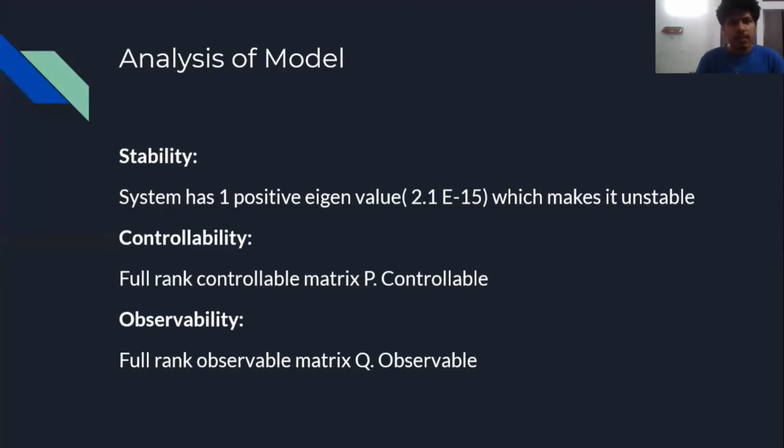Now, for the analysis of the model, this open loop system has one positive eigenvalue. Even if it's very small, it is still positive, which makes this model unstable. The controllability matrix and the observability matrix both are full rank matrices. Therefore, the model is controllable as well as observable.